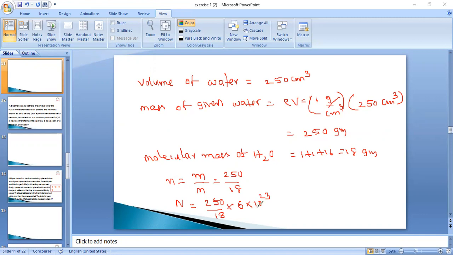And now, in each molecule, how many number of protons are there? In H2O, how many protons are there? In oxygen, there are 8 protons. In each hydrogen, there is 1 proton. So 8 plus 1 plus 1. In each molecule, there are 10 protons. And how many molecules are there? This many number of molecules are there. Now, we'll just erase this information and we'll go to the next part only.